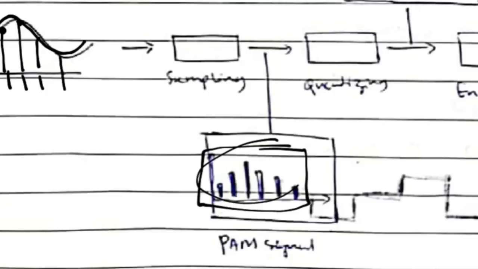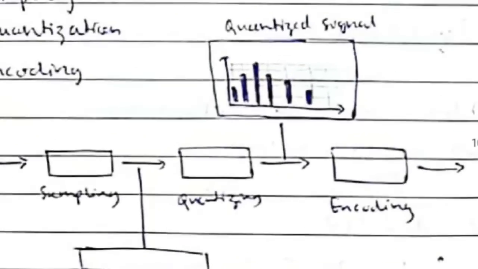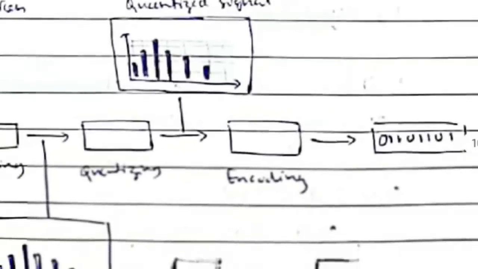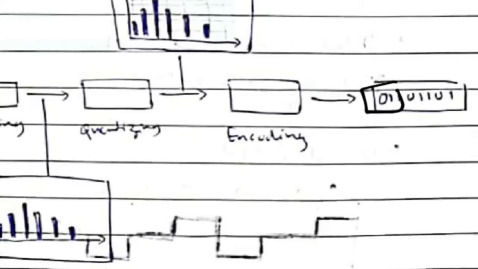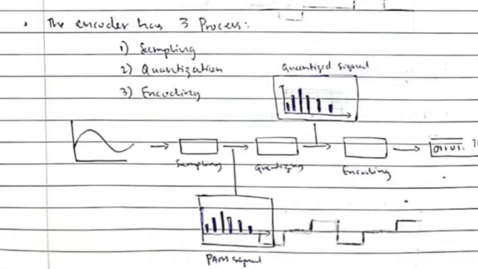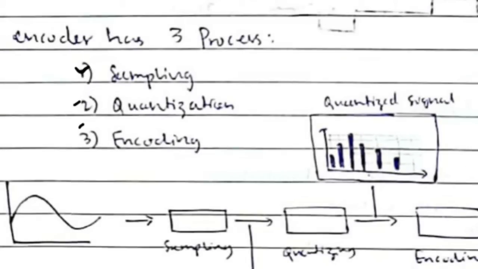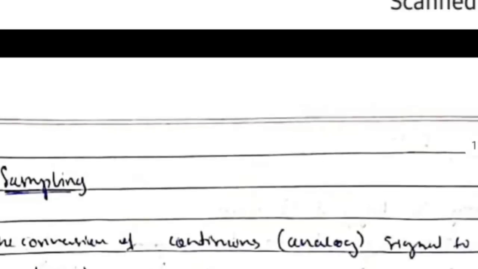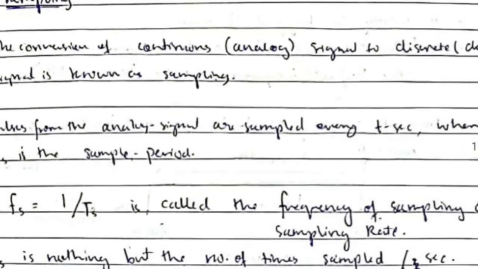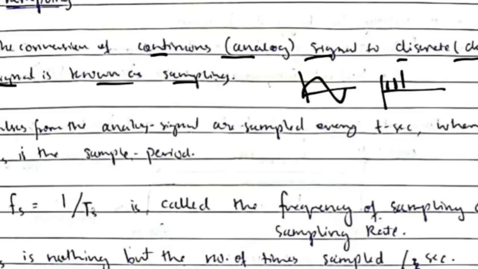Then after that we need to get the numeric values for the marked points. So we'll make a graph here and mark some numbers here, and by using these numbers we'll convert it into binary form to get the digital code. We'll be discussing each of these 3 steps in detail. Let's get started with the first one, which is sampling. Sampling is the conversion of the continuous analog signal to the discrete digital signal. When you convert it into the discrete form in this way, it's known as sampling.